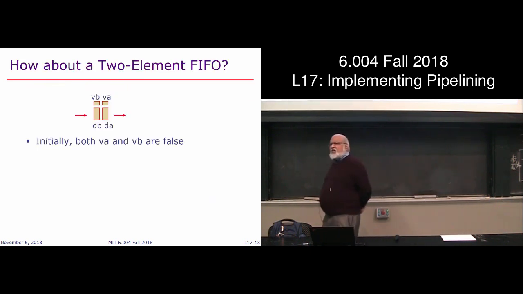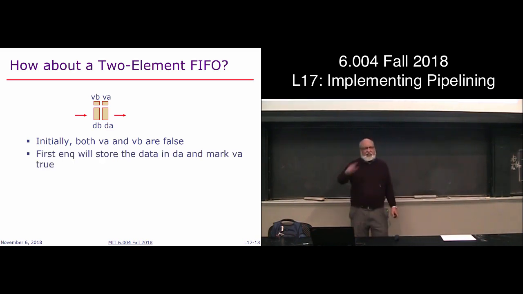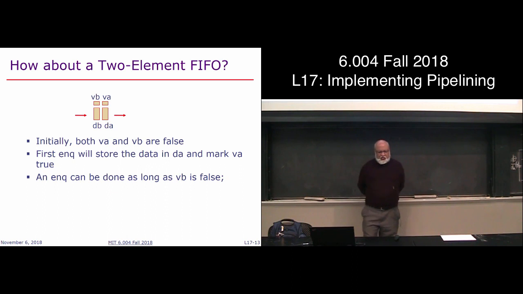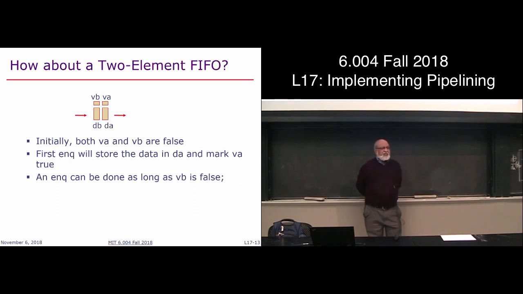Okay, so let's try another tack. Let's try a two-element FIFO. Let's be generous. Let's not be so stingy that we're using one location. Let's use two locations in it. Initially both are empty, and I have a valid bit associated with them, so initially the queue is empty. There's nothing in it. Now, when you do an NQ, you will store the data in DB and mark VB as present, as valid at that point. And you can do an NQ as long as VB is false. That means it's empty, there is nothing there. You can put something in it.